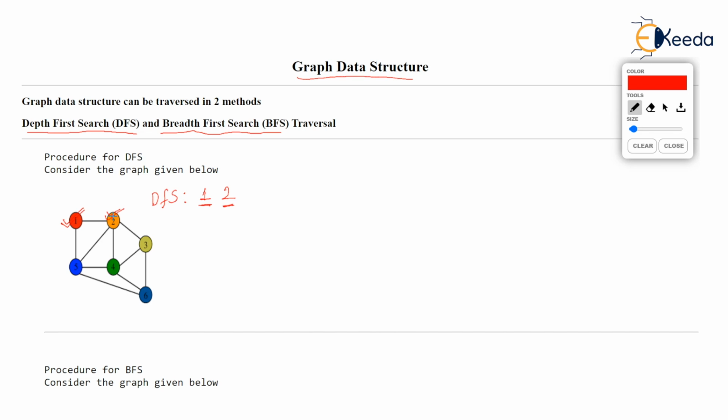So just a quick recap. We started by printing 1. After printing 1, we ticked it as visited. Then we saw who the neighbors of 1 are. Neighbors of 1 are 2 and 5. Consider the least neighbor. The least neighbor is 2. Check it is not visited. So you print 2 and then you tick it as visited.